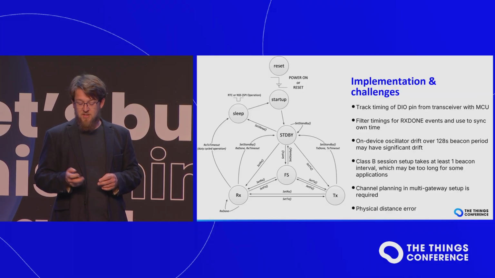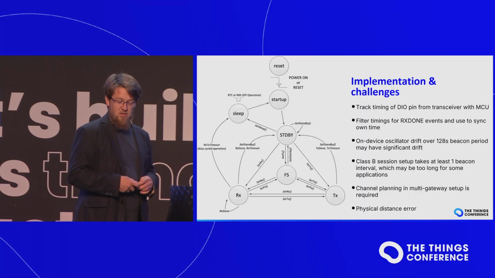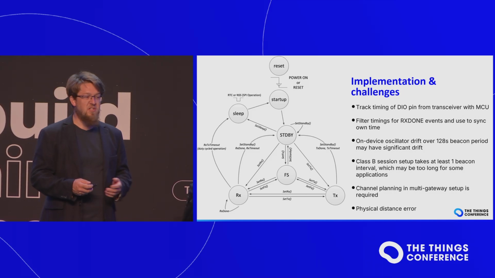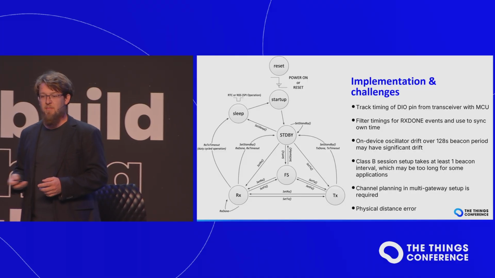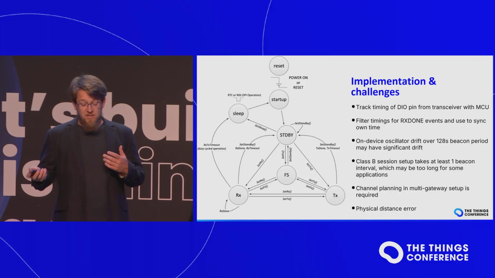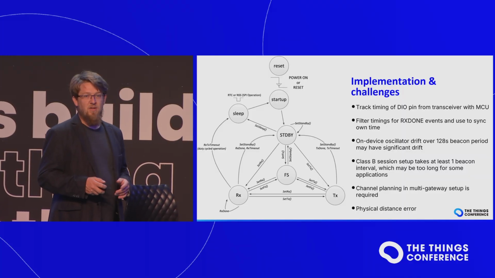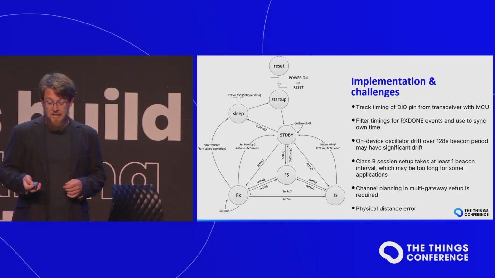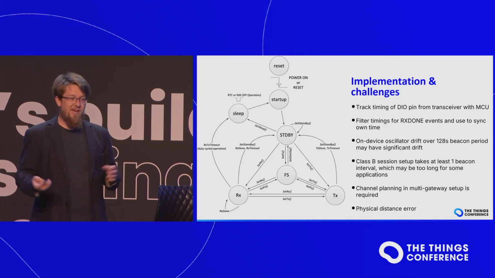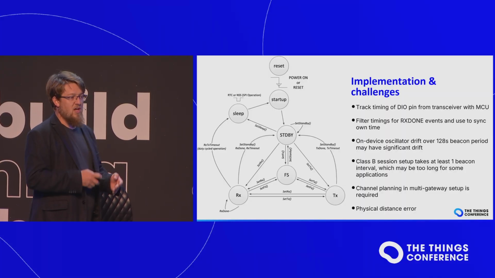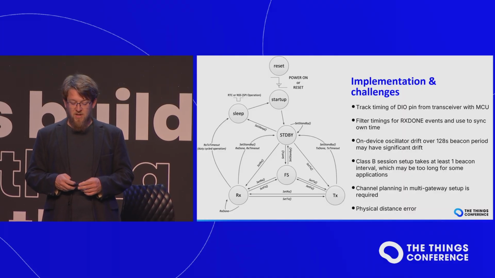Some of the challenges with this: Class B takes a bit to set up, about 130 seconds on average, which is pretty okay, but for some applications that might be an issue. You can set the beacon intervals to a non-standard value, so this can be faster depending on the spectrum and use. There are some limitations you need to keep in mind with the gateway. If you have a lot of adjacent gateways, they need to have a different channel for the beacon, so the network server should allocate that to the device.